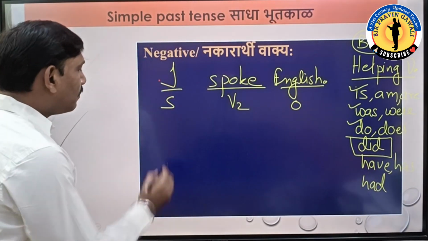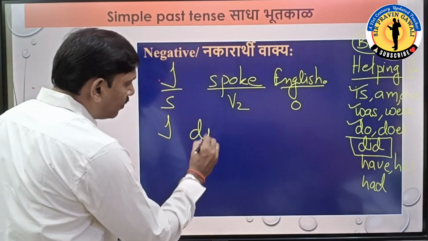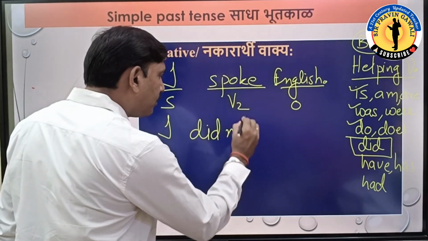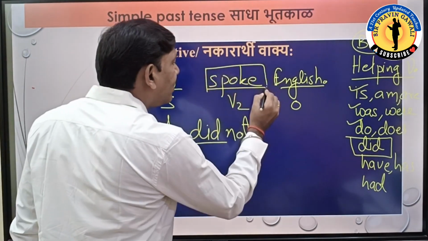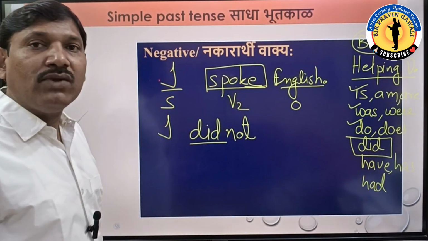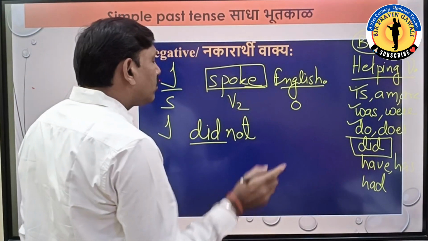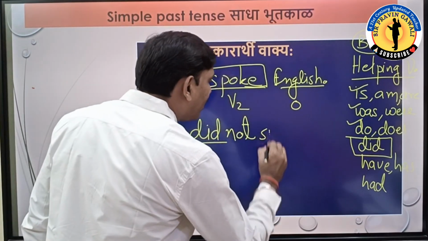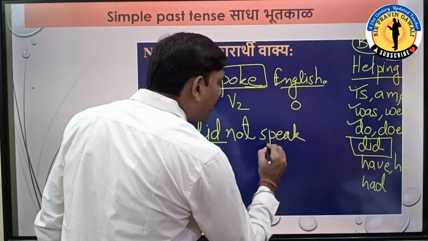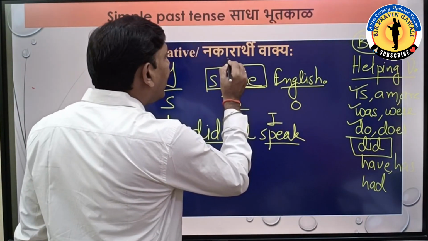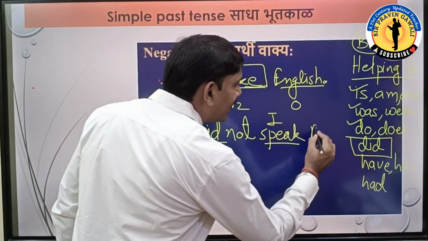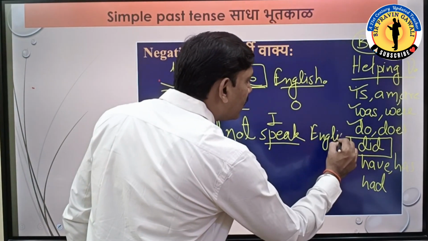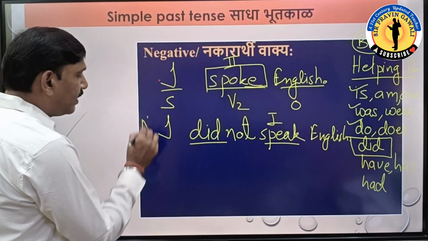Okay students, now see, I did not. When we take did here, then we have to change the second form of the verb into the first form of the verb. So the spoke will be speak here. So speak is the first form of the verb and spoke is the second form of the verb. So, I did not speak English. So this will be the negative form.